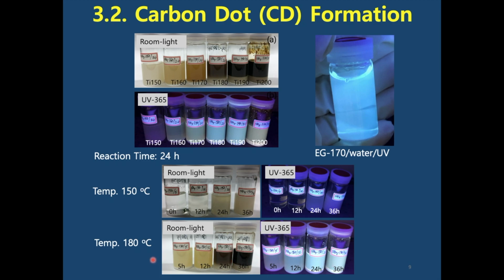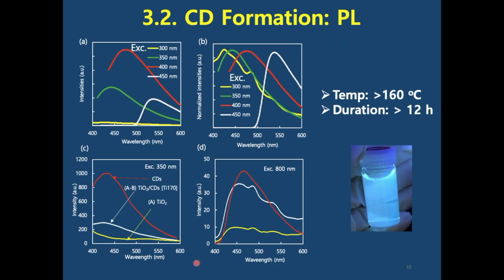Almost no emitting at 5 hours, but after 12 we can see clearly that the green emitting starts to be observed. We wonder where the emitting comes from. So we observe luminescent spectra at different excitation wavelengths from 300 to 450 nanometers. We can see a broad emitting in the visible range from 400 to around 600 nanometers.